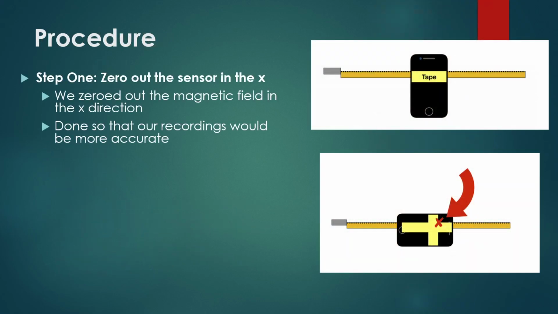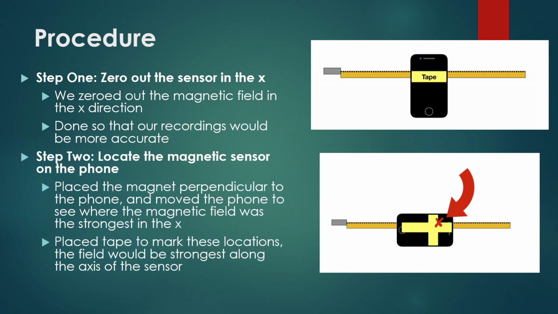So the procedure. We first want to zero out the sensor in the X. So we wanted to find an orientation of the phone such that the X component of the magnetic field would be close to 0. And this was done so that our recordings would be more accurate.